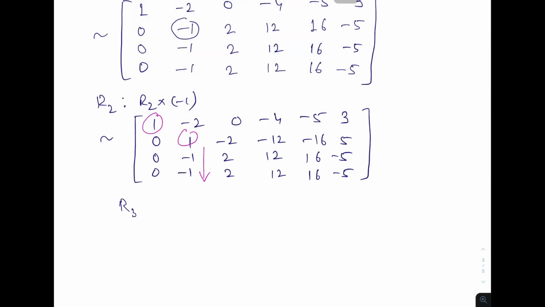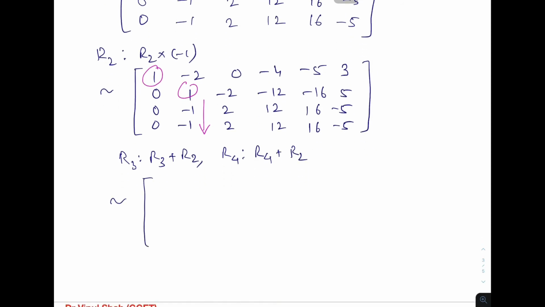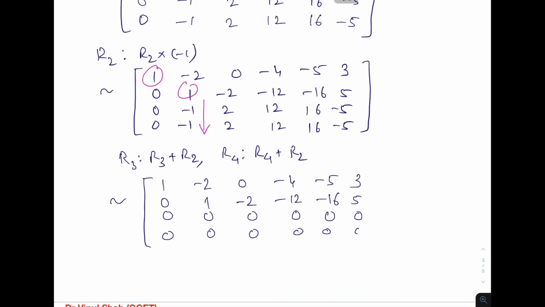Okay, now we have the leading ones, so make the entries below it 0. So R3 plus R2, R4 plus R2, and so we have 1, minus 2, 0, minus 4, minus 5, 3; 0, 1, minus 2, minus 12, minus 16, 5; 0, 0, 0, 0, 0, 0. Again every entry is 0 here.